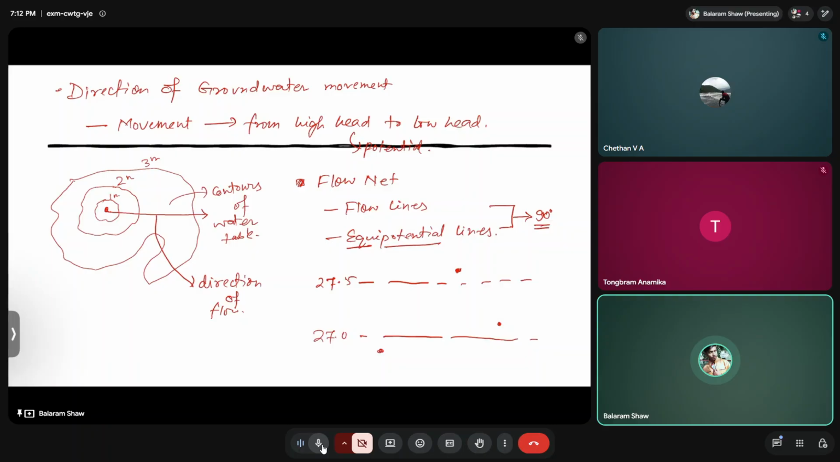Let's say well A, well B, and well C. For well A, you know the water level is at 27.6. For this one you know that the water level is at somewhere 26.8. For this, let's say for example 27.2. Then what you will do, you will join all these three wells, or wherever the observations are. And you know that flow lines will always be perpendicular to the equipotential line. So whatever line you can see, 27.5, 27, these are all heads, right? So the flow will always be perpendicular to this line, and hence in this case the direction of flow will be this.